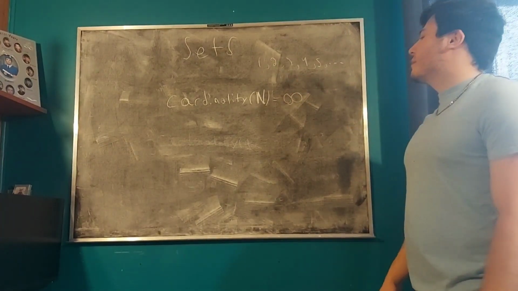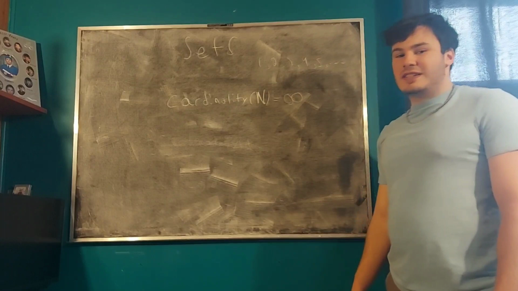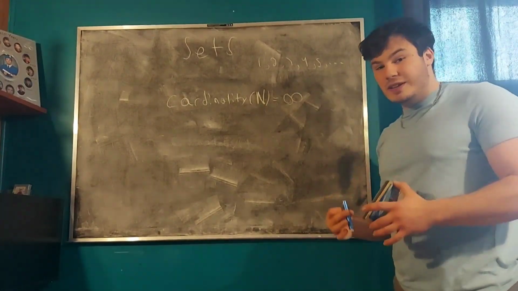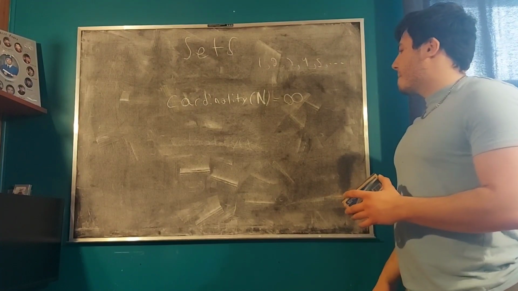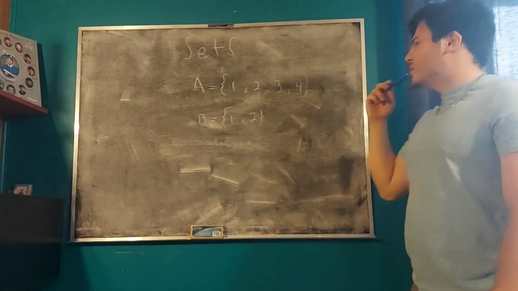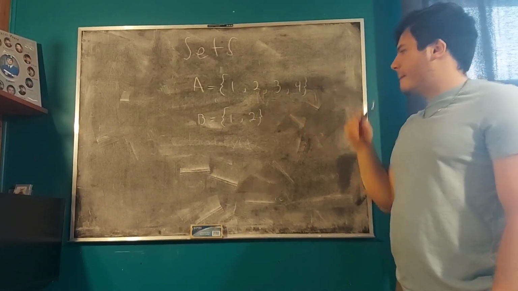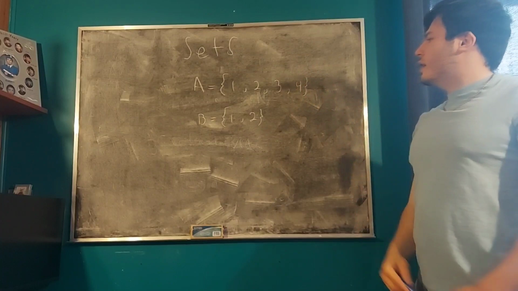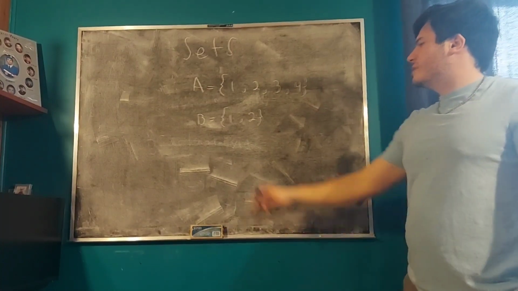That gives us a very important characteristic of sets. Some of them are finite, and some of them are infinite. So, something important to keep in mind. Now, notice here I've drawn 2 sets, A and B. A contains the elements 1, 2, 3, and 4, whilst B contains the elements 1 and 2.